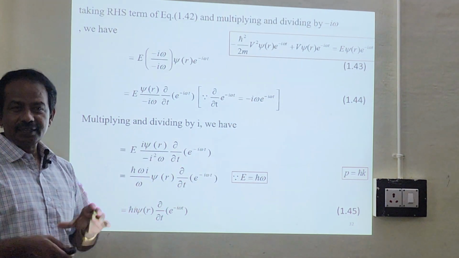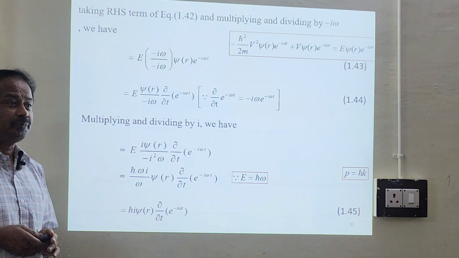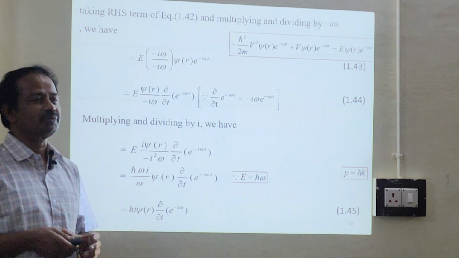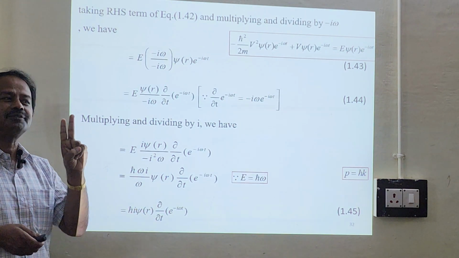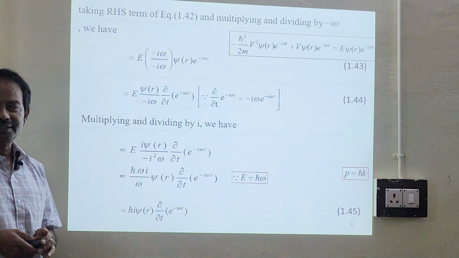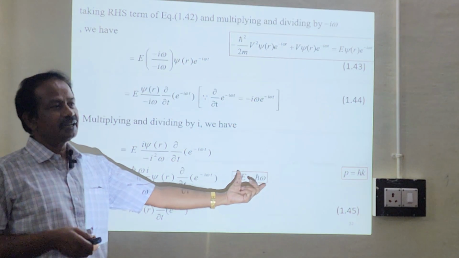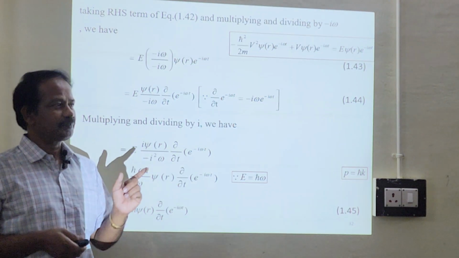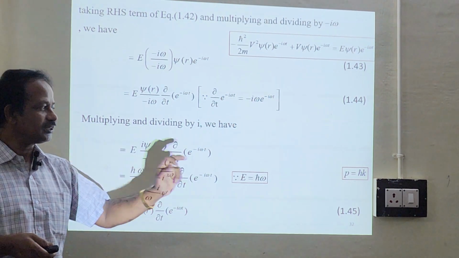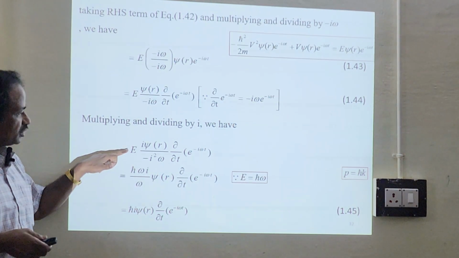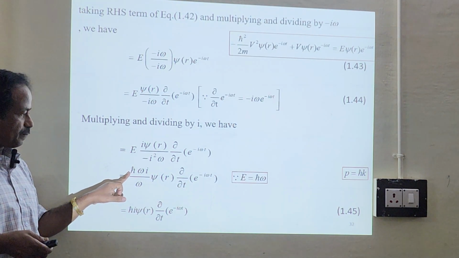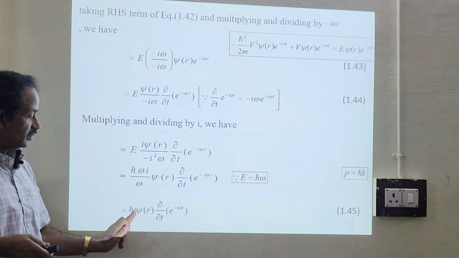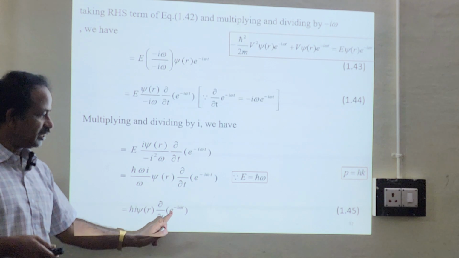And earlier I said the eigenvalue of the momentum p equals h bar k. Similarly, the energy eigenvalue is nothing but h bar omega. So you should remember these two eigenvalues which are very important in quantum mechanics. The energy eigenvalue is nothing but h bar omega. The momentum eigenvalue is nothing but h bar k. Okay, one is h bar k, another one is h bar omega. So you substitute E equals h bar omega. Omega gets cancelled. Okay, so you have i h bar psi of r partial d by dt e power minus i omega t.